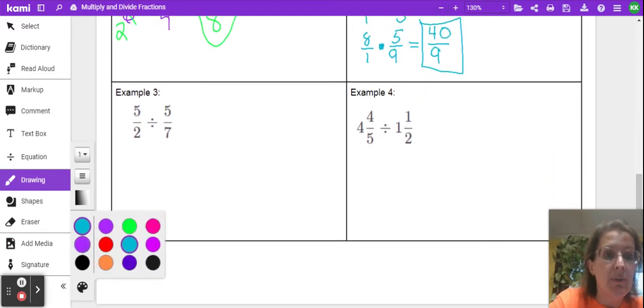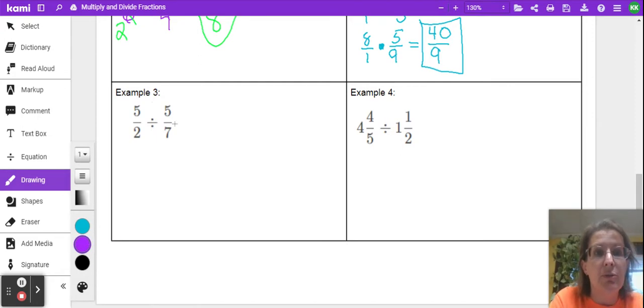Now our next two examples. Example 3, we have 5/2 divided by 5/7. Once again, we don't have any mixed numbers to change improper. So I go straight to copy, change, flip. So I copy my 5/2, change division to multiplication, use the reciprocal, I flip 5/7 to 7/5.